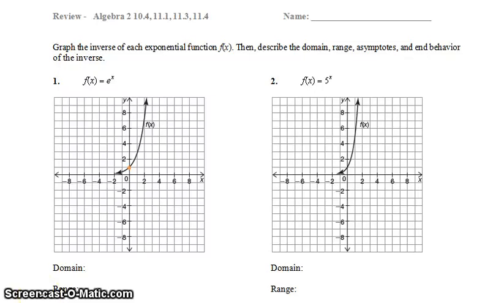Hi, this is just a little review that goes over the worksheet that you were given in class in Algebra 2 to just review some exponential equations and log equations. So the first thing that we've been doing in this chapter is we've been graphing inverses. So this question asks us to graph the inverse, describe the domain, the range, the asymptotes, and the end behavior.